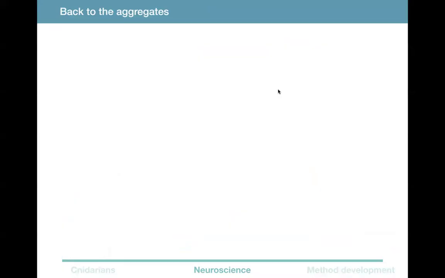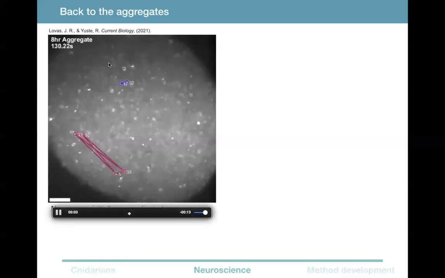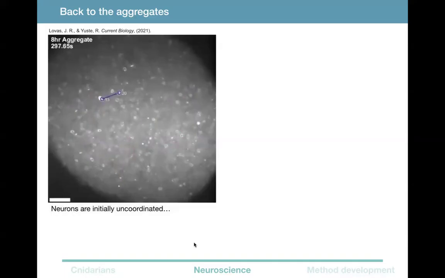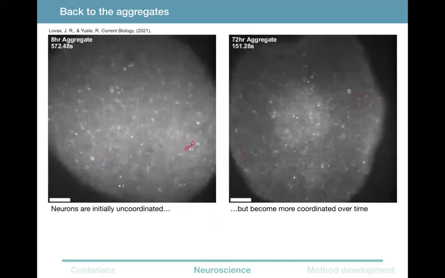Okay, so then back to looking at the aggregates. In Hydra, you can do this spectacular reaggregation process. And if you reaggregate animals that are expressing these fluorescent calcium proteins, GCaMP, what you find is that initially, 8 hours after you first form your aggregate, the neurons fire in an uncoordinated way, meaning that each neuron fires whenever some internal biochemical clock tells it to fire. But at about 72 hours, you start to see groups of neurons starting to emerge and starting to synchronize.